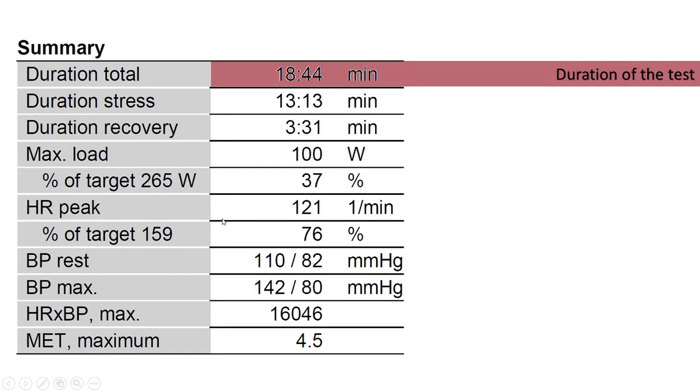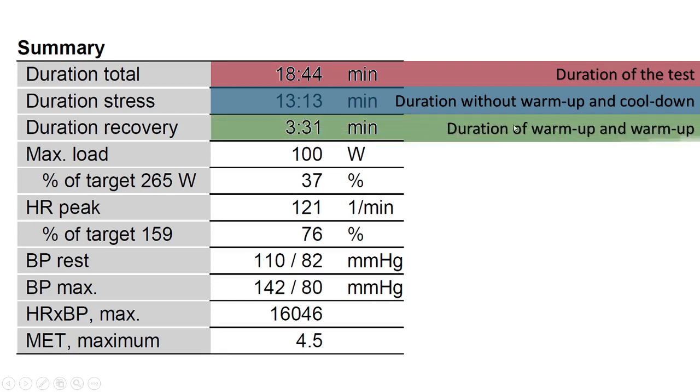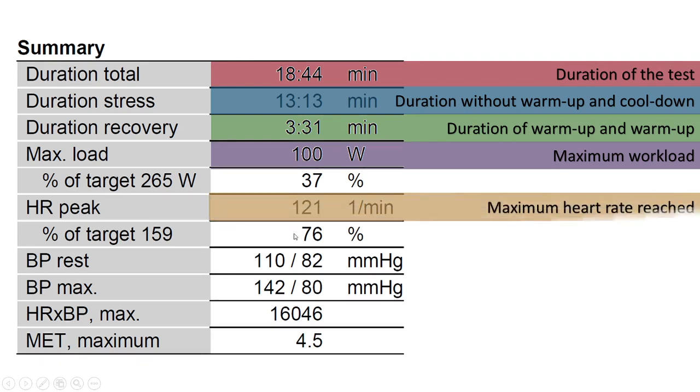Alright, so the summary page includes a lot of values that are of clinical importance. The first one is the total duration of the test, how long the test lasted. The second value here is the duration without the warm up and cool down, so this is only the time that the person was stressed. Then the duration of the warm up and cool down as well. Then the maximal workload, which was 100 watts. Then the heart rate peak. This isn't the person's maximal heart rate. This is the heart rate that was peaked at during the test, so the highest heart rate.